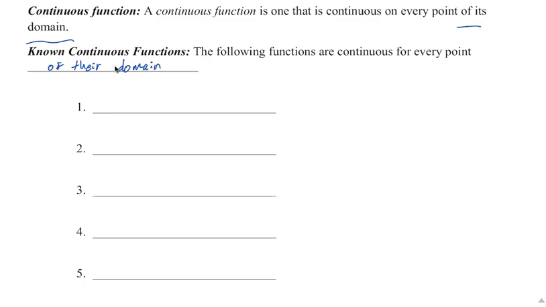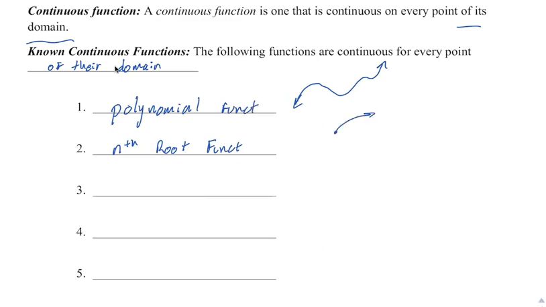So these are all the known ones. The first known one is a polynomial function. If we know it's a polynomial function, then we automatically know it's continuous. Remember, a polynomial function is kind of like this, an odd polynomial function. Those are continuous on every point of the domain. Next, we have the nth root function. The nth root is kind of like this or like this, depending on what type of root you're doing. Again, for every point on its domain, it's continuous.